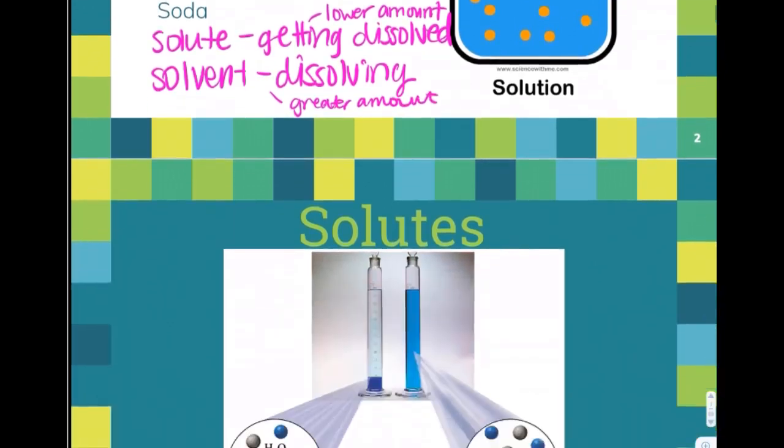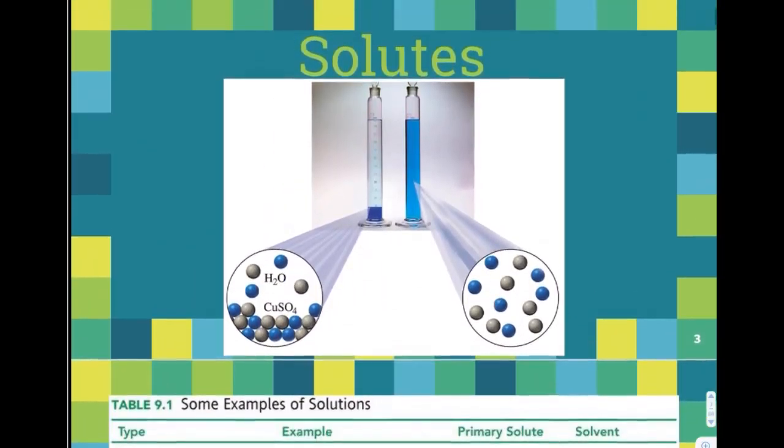Okay, so looking at some solutes, here's an example of a copper 2 sulfate solution. So you've got water and copper 2 sulfate. Water is the white background, and then the copper 2 sulfate: the blue is copper and the gray is the sulfate. And so you see the water coming down to the copper 2 sulfate, and it's breaking up and dissolving, right, the copper 2 sulfate.